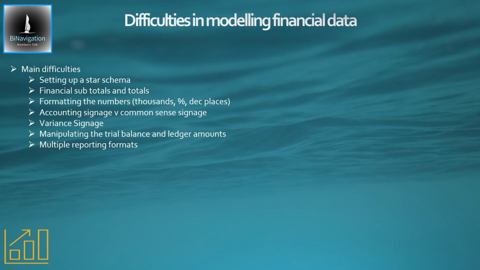We need to manage multiple reporting formats. That can be a little bit tricky. You see a number of Power BI models which have different format pages detached from the main model to manage this, and that just makes the DAX, the formula writing, so much more difficult. So when you see the BI Navigation model, we'll see that we're working with one reporting format, which is part of the star schema, and everything else just flows off that with slicers and filters.